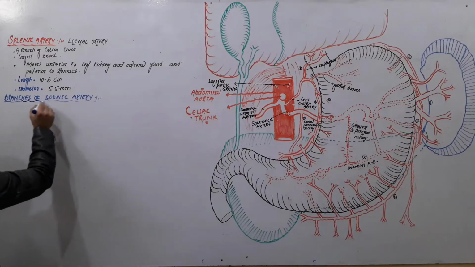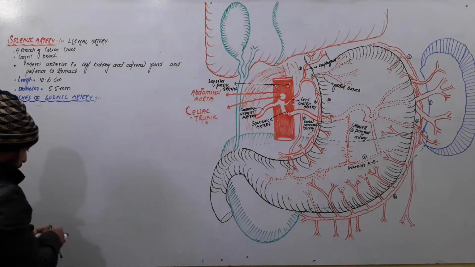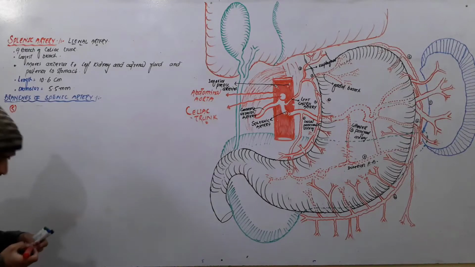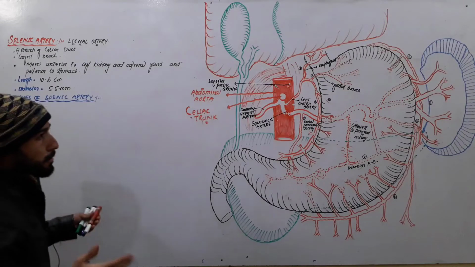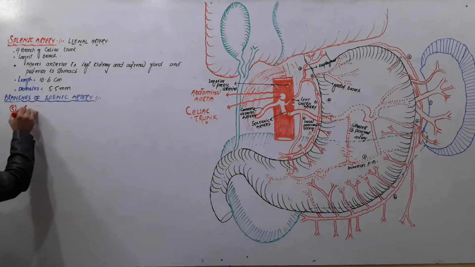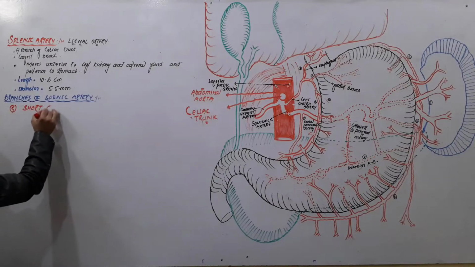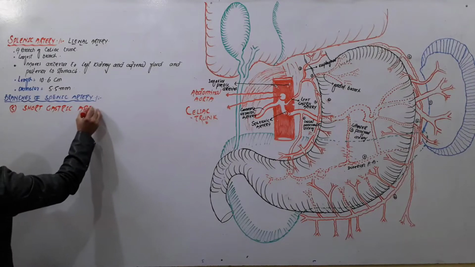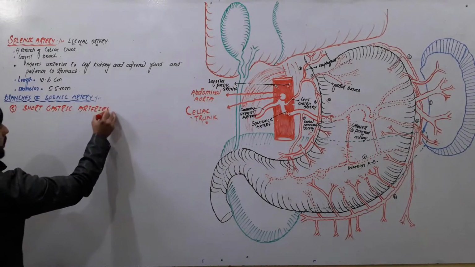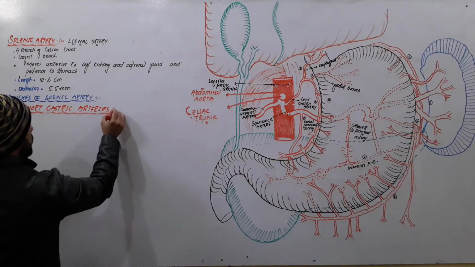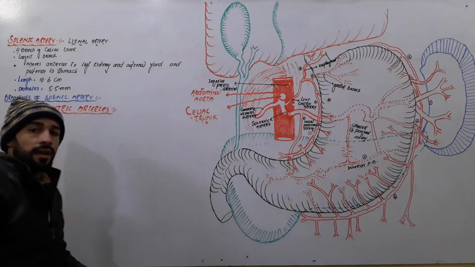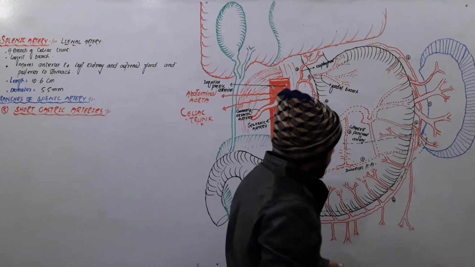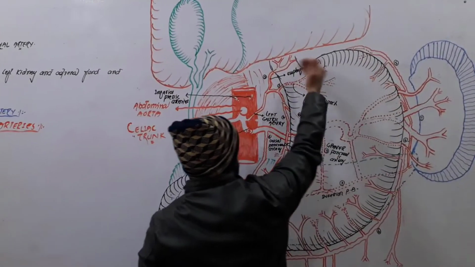So let's move further forward and see the fifth branch, which arises from the splenic artery, right? So the fifth branches are called the short gastric arteries. I'm writing it arteries because there are about 7 to 8 branches which are supplying blood to the fundus and the cardiac region.